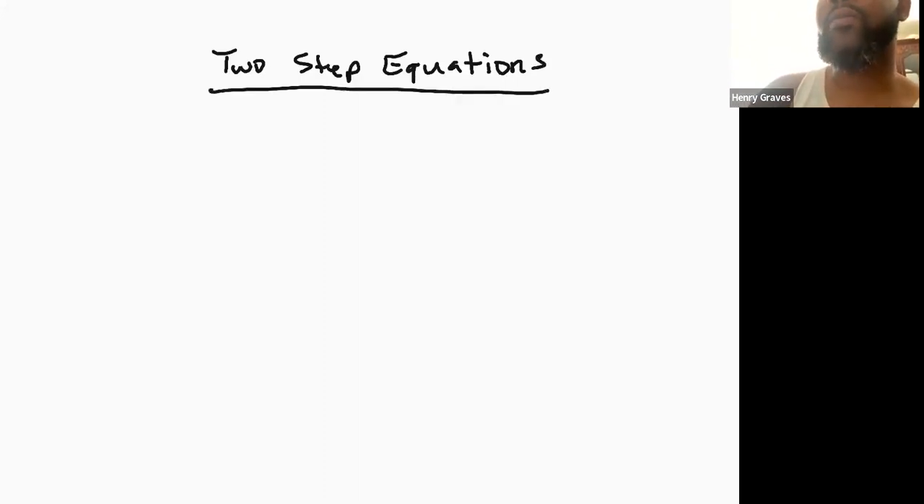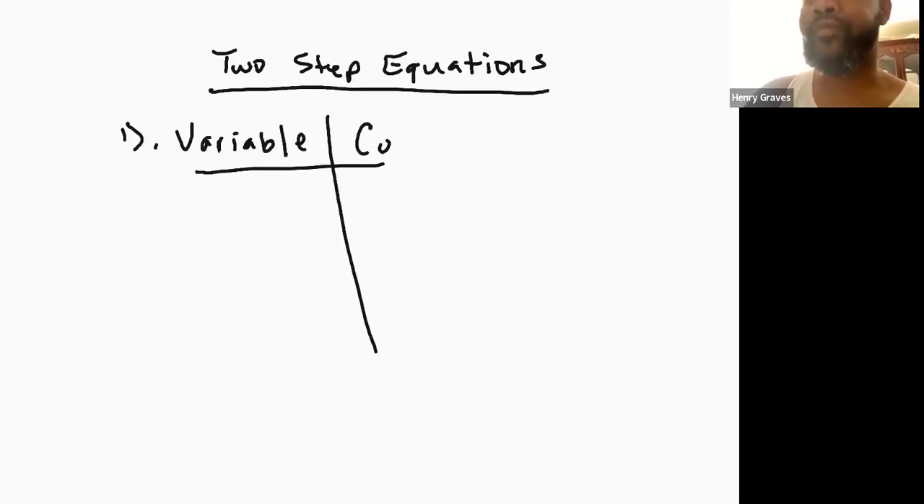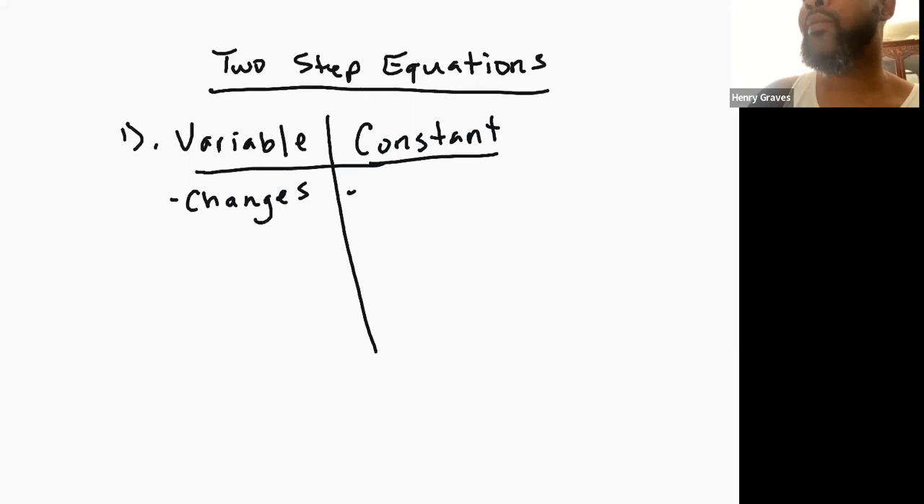So before we actually get into the video, you need to know a few things before you start solving two-step equations. The first thing you need to know is the difference between a variable and a constant, right? If something's a variable, that means it changes. And if it's a constant, it stays the same. So that's the first thing we have to understand.